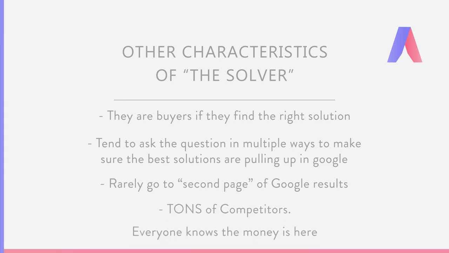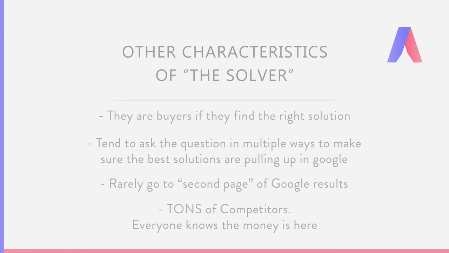There are just tons of competitors here. Why? Because this is where the money is. Everybody knows it. They go right here. If someone types in how to start a home business or something, competitors are going to be right there, right in the mix. Because they know these people are ready to go if they provide the right solution. They'll buy or they'll hire you, or whatever the case may be.